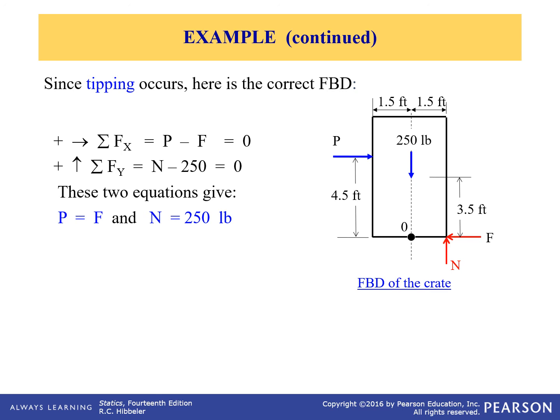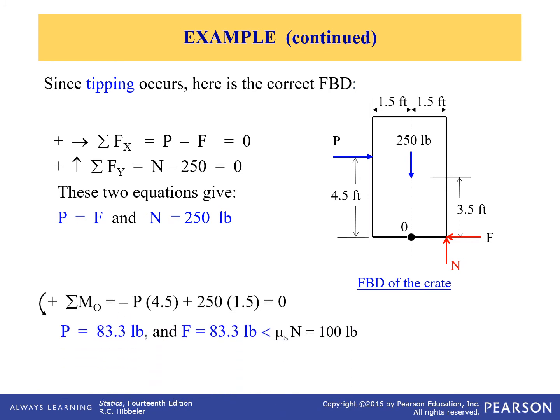N goes up, positive, 250 comes down. So the normal force is still 250 pounds. And P equals F, we get that from equation 1. So if we write a moment equation, again, at point 0, what do we know? Well, we've got P, that's 4.5 feet away, and it's going to produce a clockwise rotation. We don't know what P is. The 250 and 1.5 feet, we know both of those in this case. That's the normal force pushing up on the edge of the box. With that equation, we can solve for P.